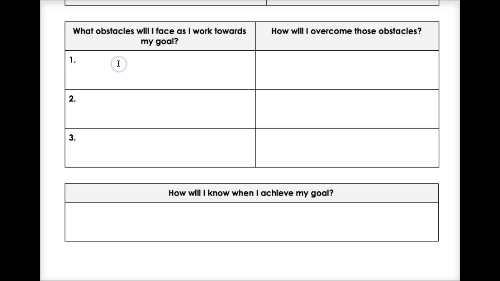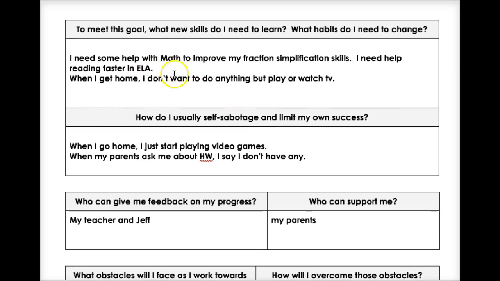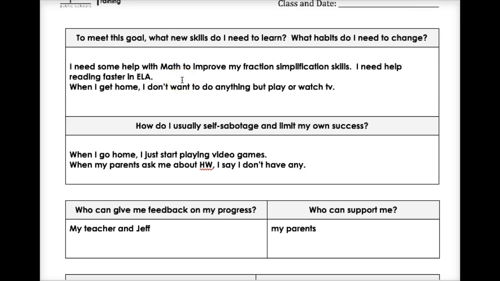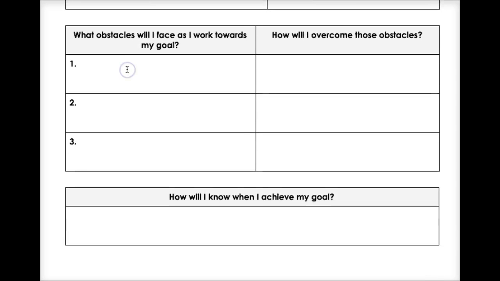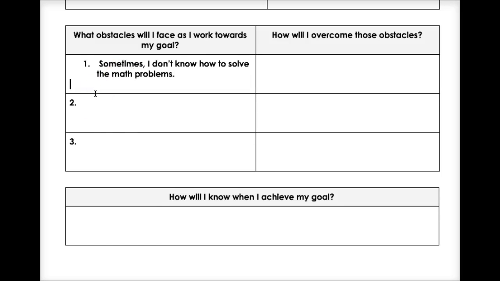So we need to come up with a plan here, and it starts with figuring out what gets in the way. And the easiest way to figure out what gets in the way is what has gotten in your way so far. And what has gotten in your way so far is usually some bad habits and the skills you don't have. So we're just going to think of our big obstacles. So for me, math has been an issue. One of the obstacles is sometimes I don't know how to solve the math problems. That is a very real obstacle to getting homework done.